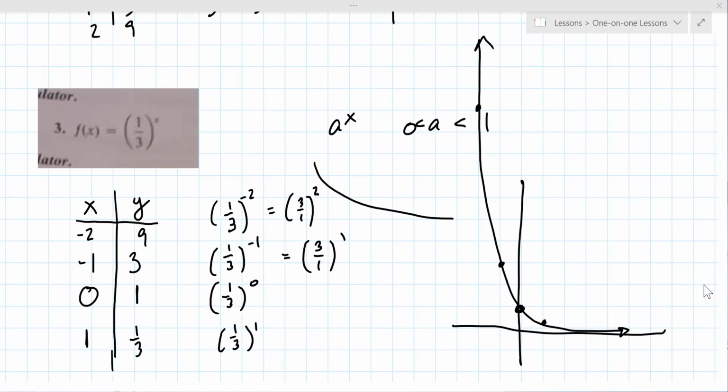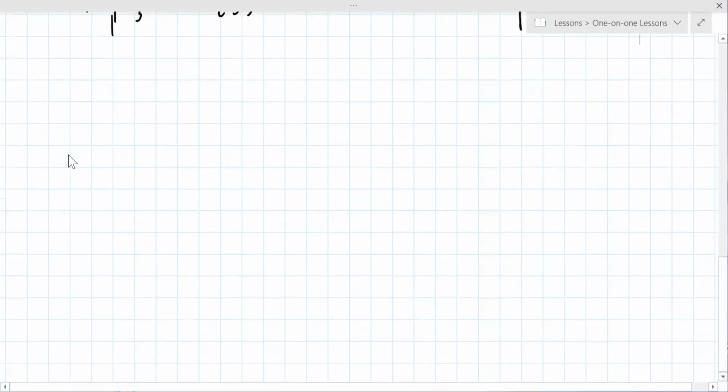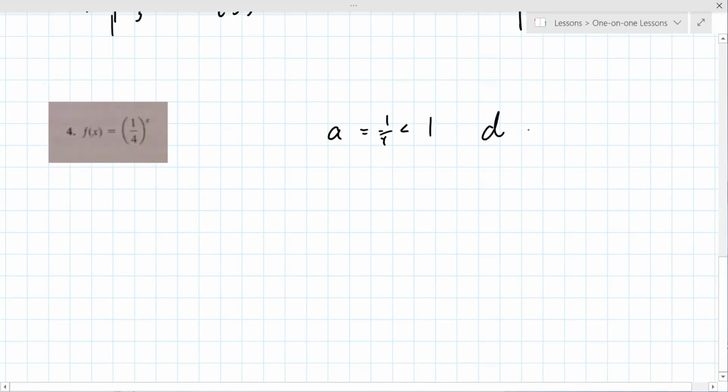All right. So number 4. It's very much like number 3. You're going to make a table. It's a decay function because the base a, which is 1/4 here, is less than 1. So we know that it's going to be a decay thing. So the table, again, you always start by putting in the exponent of 0, and it always returns 1. When you put 1 in, it returns itself.